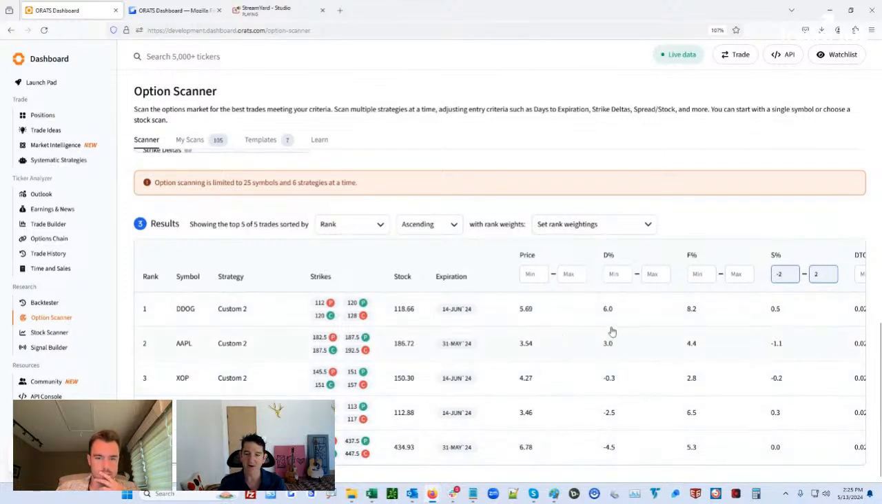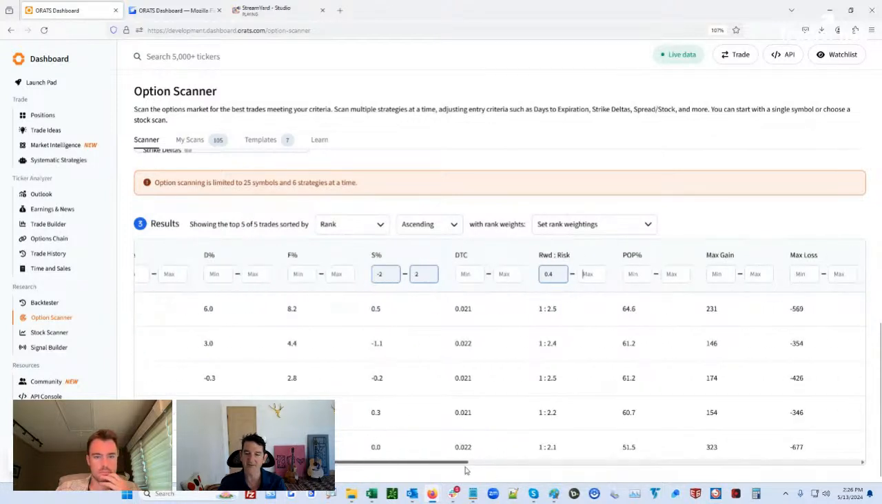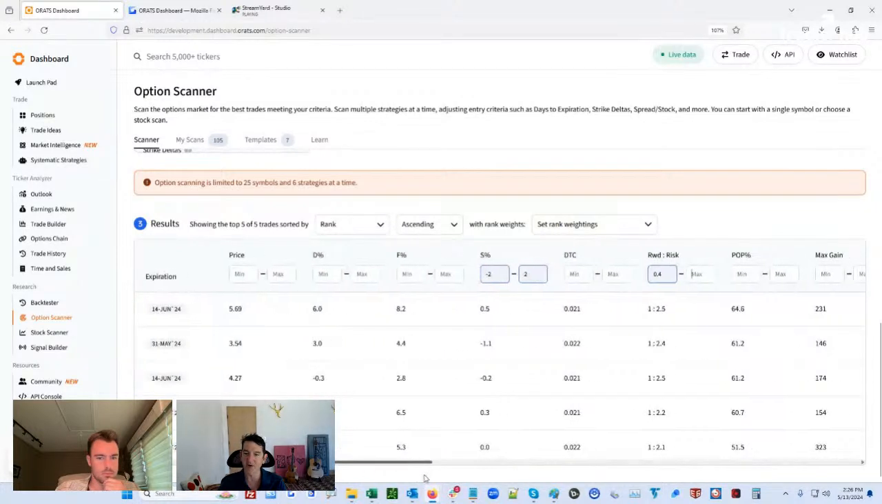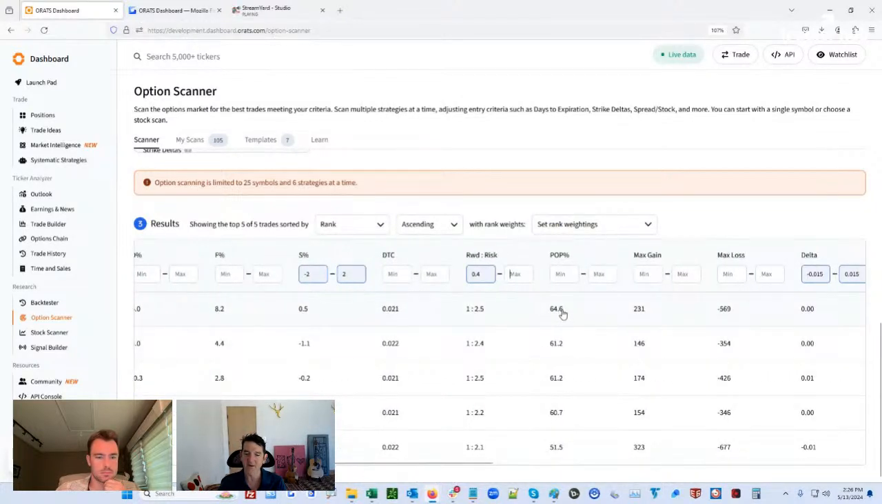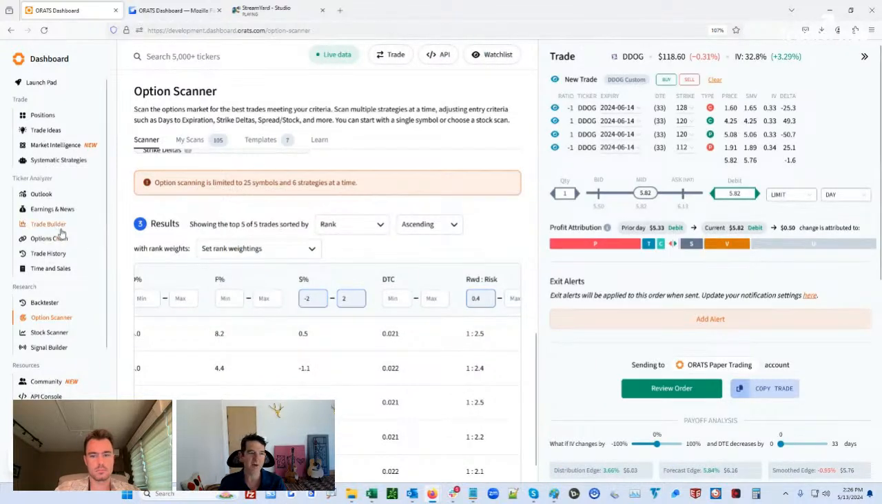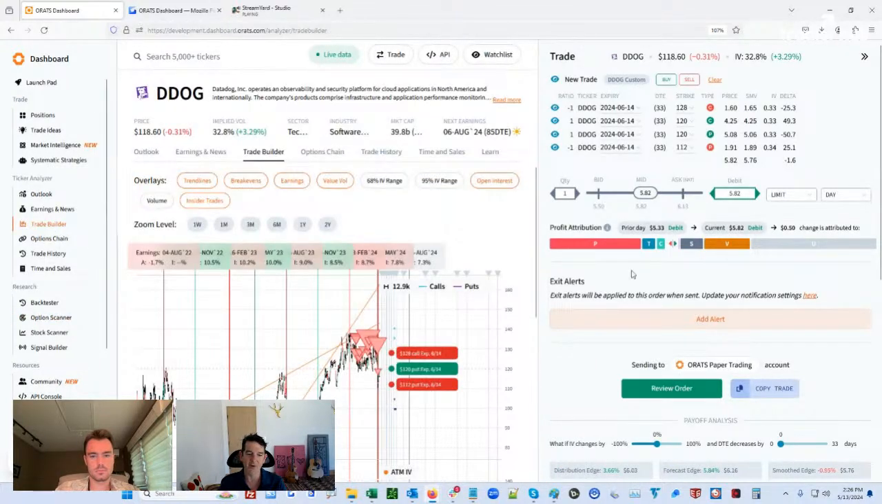So we still have D-Dog. We could make the put to put is 8, and this is 8. So $8. So by risking 569, and then how much does it have to move? Then you look at the probability of profit. 60%, 64%, pretty good. So this might be a good one for us. Let's look at it in the trade builder. I'm not that familiar with this stock.